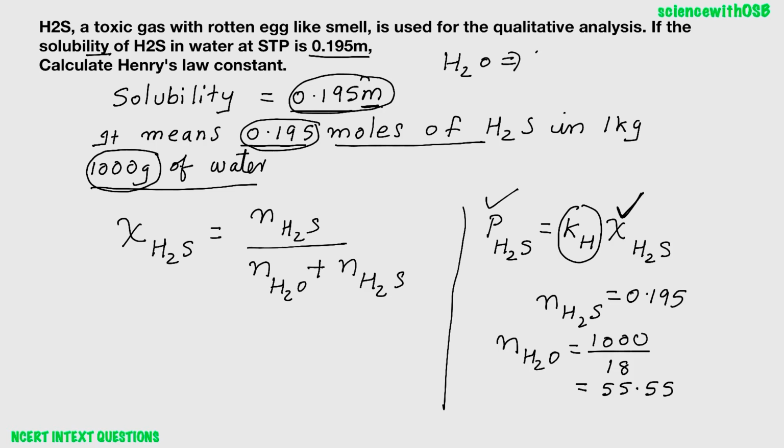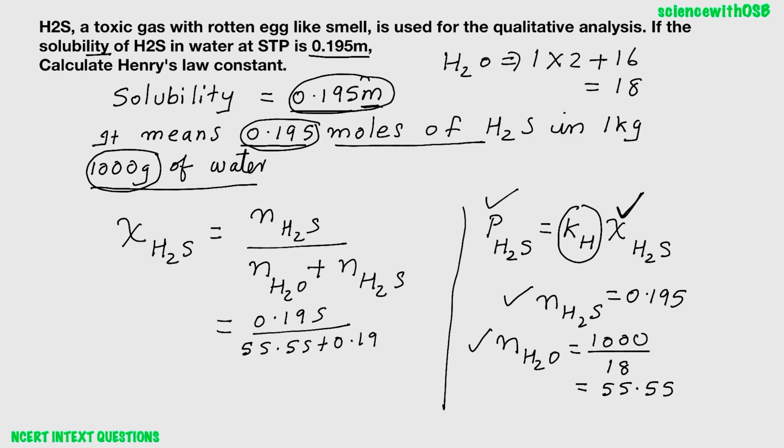Hope you know how to find the molar mass of water. Hydrogen's atomic mass is 1, 2 hydrogens are there, and 16 is the atomic mass of oxygen. On adding, you will be getting 18. So we got the number of moles of solvent and the number of moles of solute. Now we can find the mole fraction. It is 0.195 by 55.55 plus 0.195. On calculating, you will be getting 0.0035.